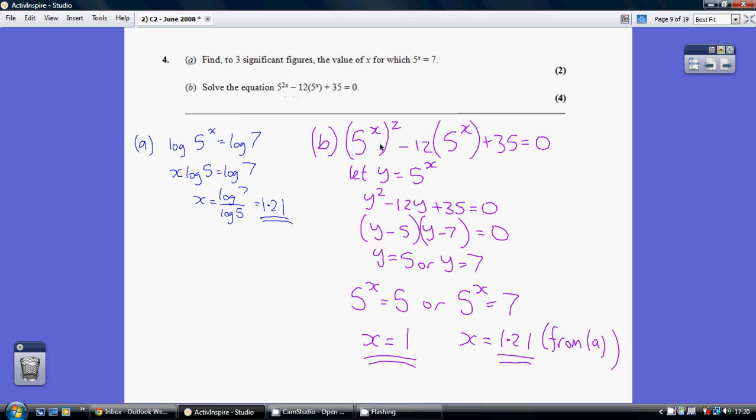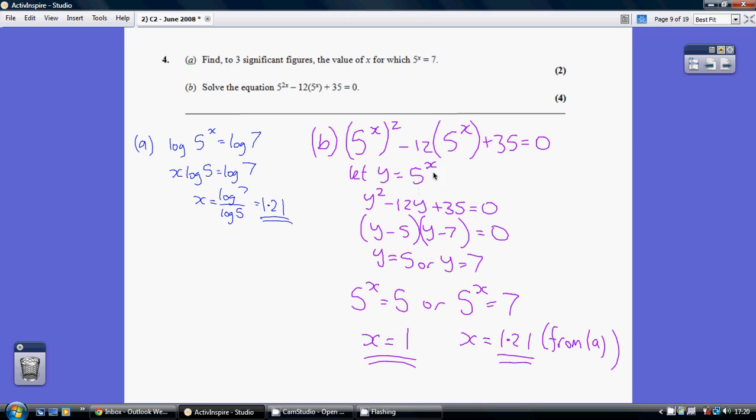Now you can see that it very much looks like a quadratic. You've got something being squared, take away 12 lots of it, plus 35 equaling 0. So let's let y equal 5 to the power of x, just to make it simpler to solve the quadratic. So we've got y squared minus 12y plus 35 equals 0. This factorizes to this, giving us solutions of y being 5 or y being 7.